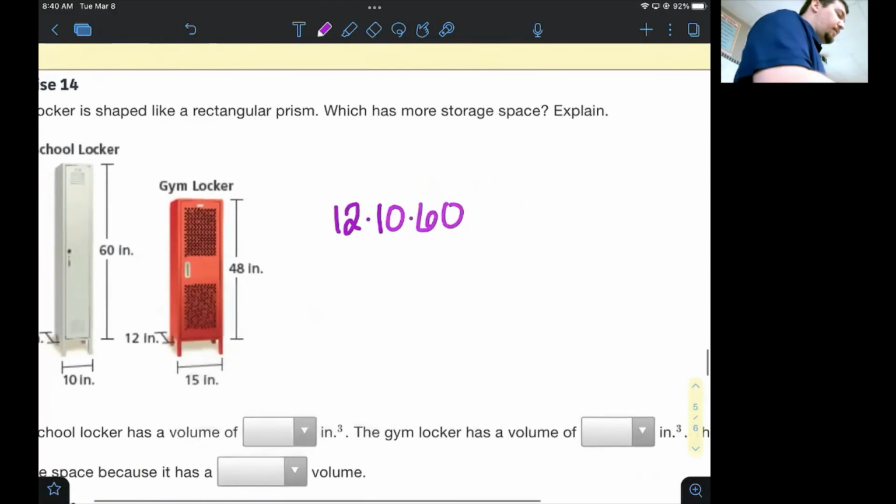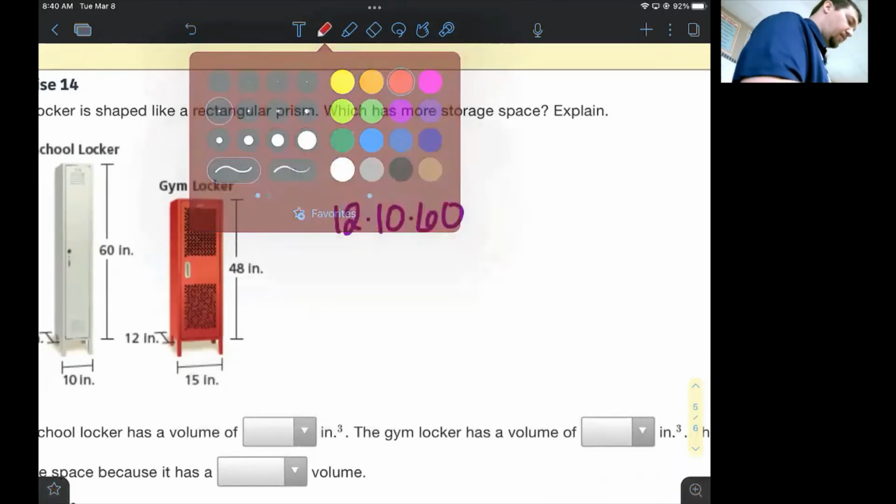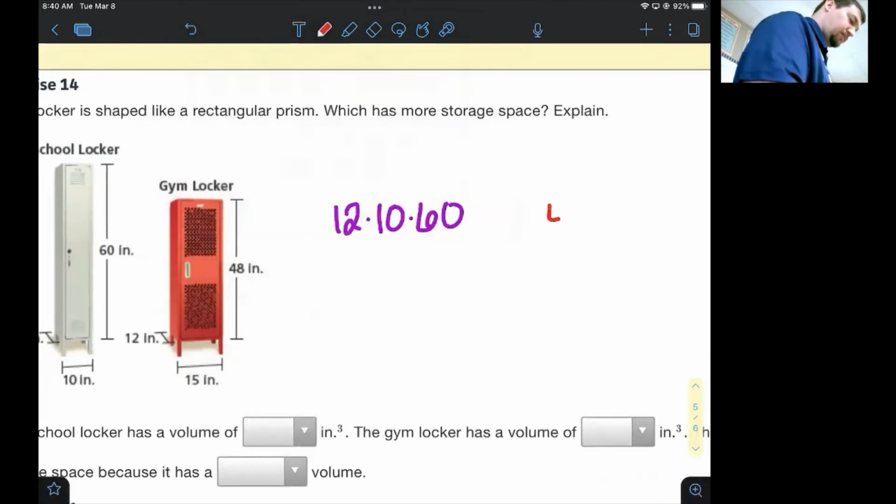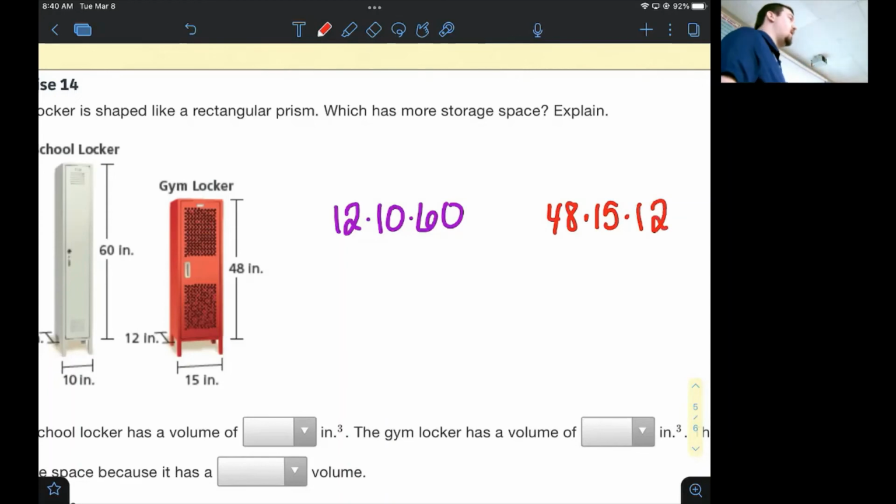And Lainey, what are you going to multiply to find the volume of the gym locker? 48. And what else? You need to multiply length, width, and height. So you give me the height of 48. You gave me the length of 15. Which one are you missing? Oh, 12. The 12. There you go. All right. Go ahead and multiply those out.